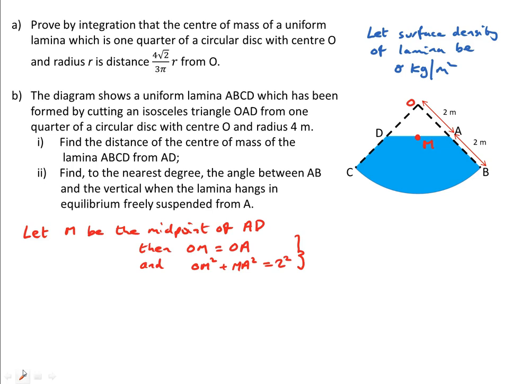So we know that OM is equal to MA. We also know that OM squared plus MA squared must equal 4. So put that together, we've got 2 lots of OM squared must equal 4. So OM squared must equal 2. So OM must equal root 2.